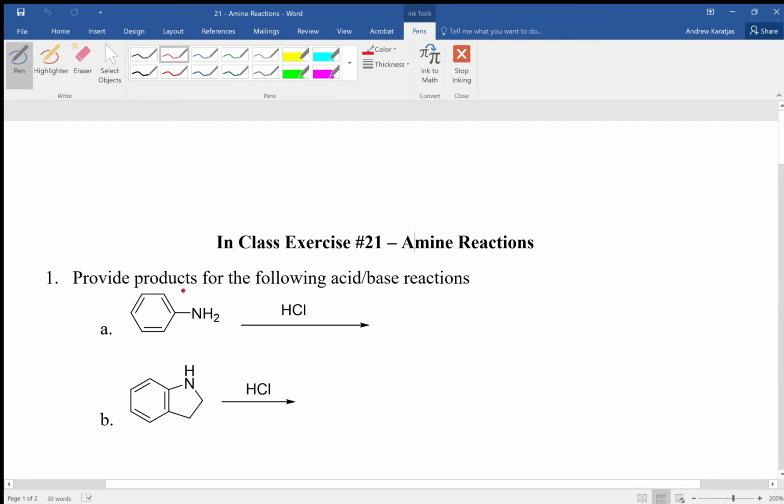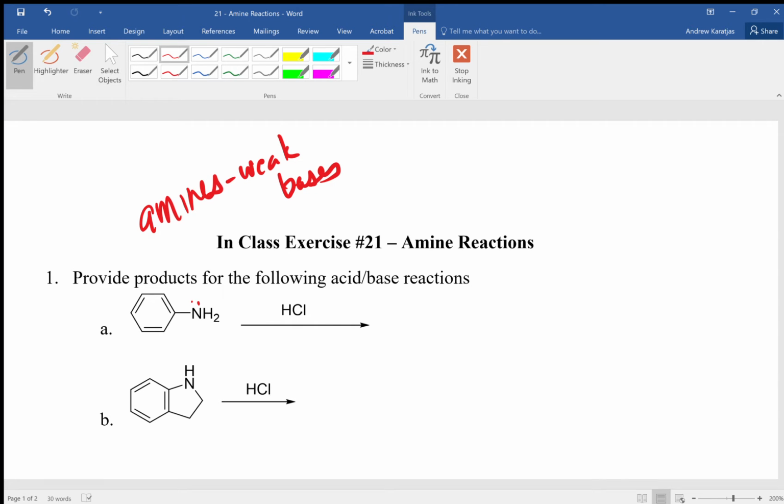Amines, in general, are weak bases. And that's because they have that lone pair on nitrogen. And so if you react an amine with a strong enough acid, such as we have HCl here, then it undergoes an acid-base reaction, and we get a protonated amine.